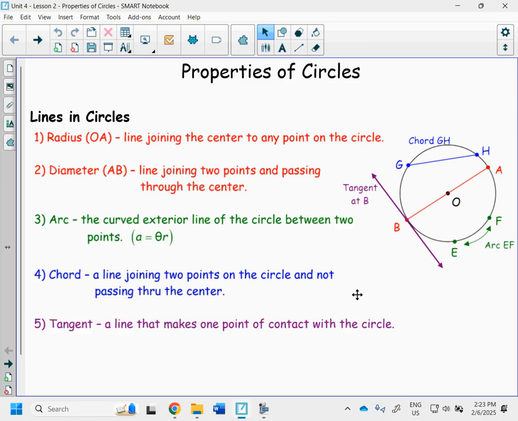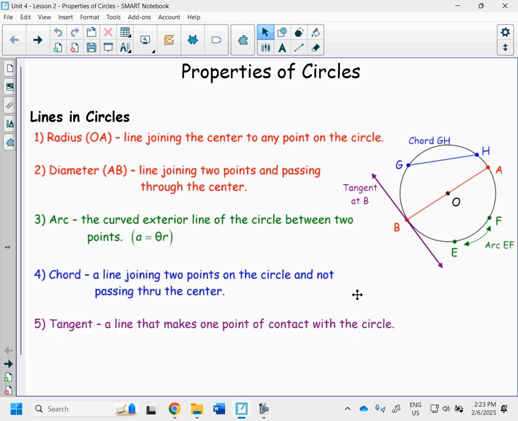It's a line joining the center to any point on the circle, so OA or OB. A diameter, the line going through the center, touching both sides, so AB is the only diameter we have there. Our new one for this unit, arc, the curved exterior line of the circle between any 2 points. So obviously E to F, but it could be any points on the outside.